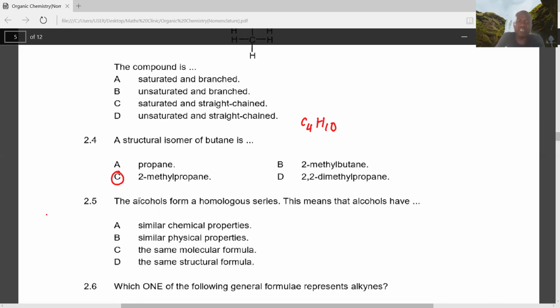Then 2.5, it says alcohols form a homologous series. This means that alcohols have similar chemical properties. Not all alcohols have the same molecular formula, and not all have the same physical properties. Have similar, not necessarily the same, I apologize, have similar chemical properties. So the answer is number A.